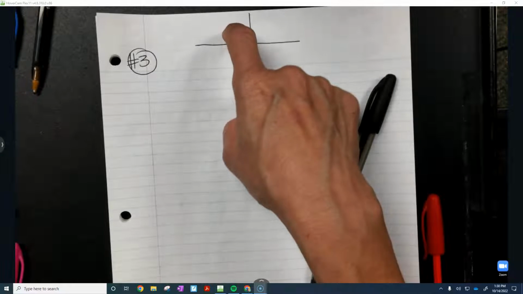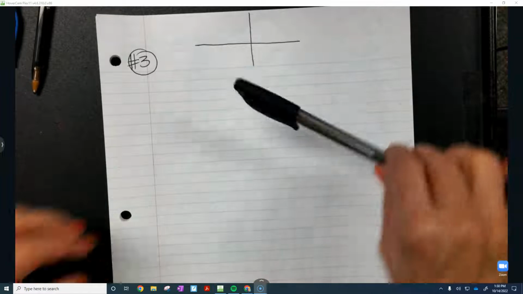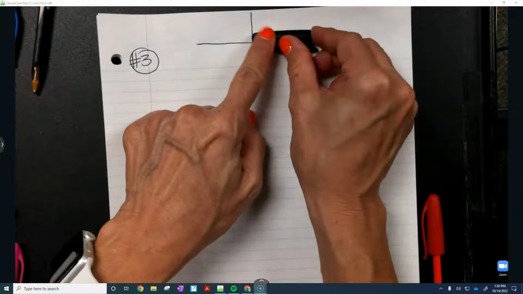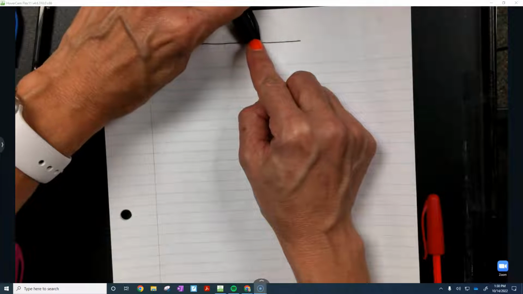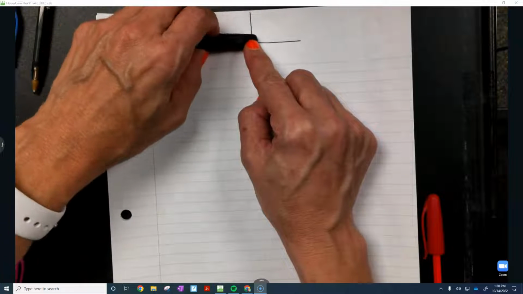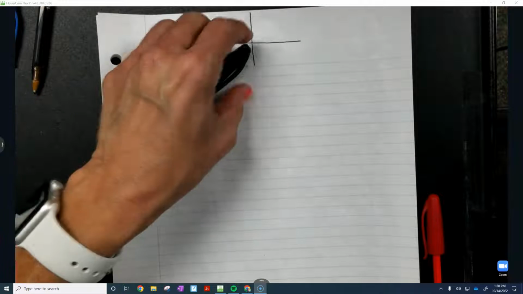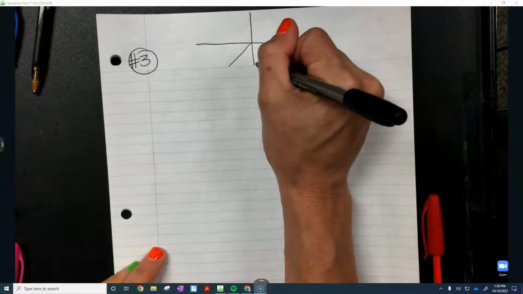Example number 2 had theta over there. Now we're going to have theta down here. So what is happening again is we are starting right here. We're rotating past the positive side of the y-axis. We are now dropping below the x-axis. So our angle is way down there. Our angle stops way down here.